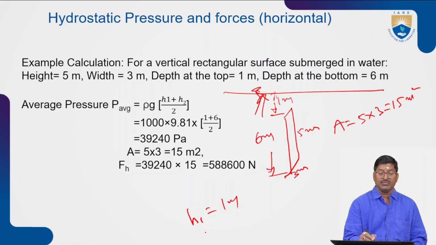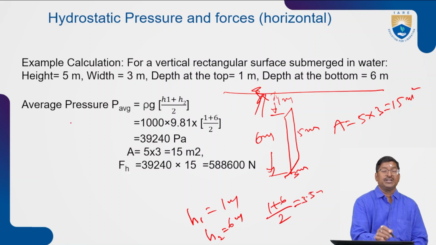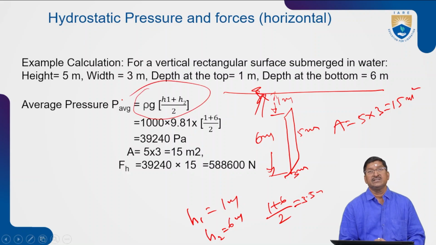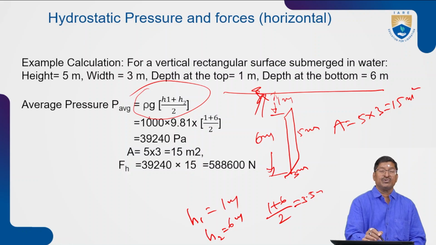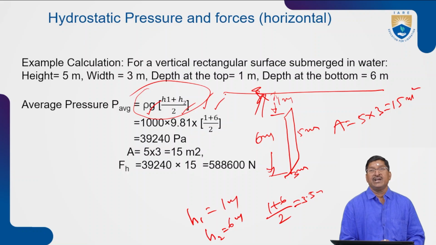H1 is equal to 1 meter, H2 is equal to 6 meters. The average height is equal to 1 plus 6 by 2, which is 3.5 meters. So here the average pressure is equal to rho g h, where h is the average height, that means H1 plus H2 by 2. Rho is the density of water and g is the acceleration due to gravity, and with H1 as 1 meter and H2 as 6 meters divided by 2, you get the average height of that particular submerged surface.